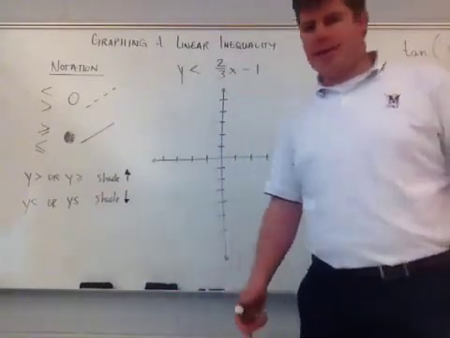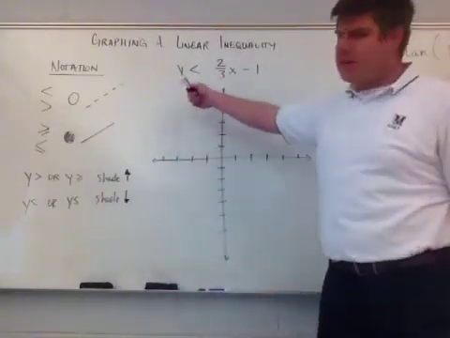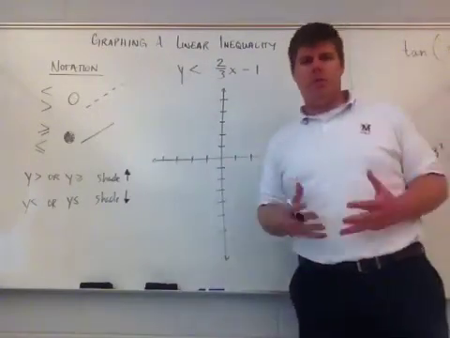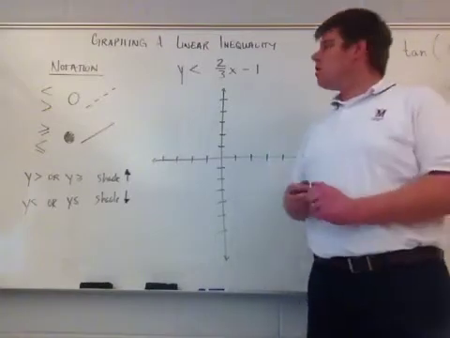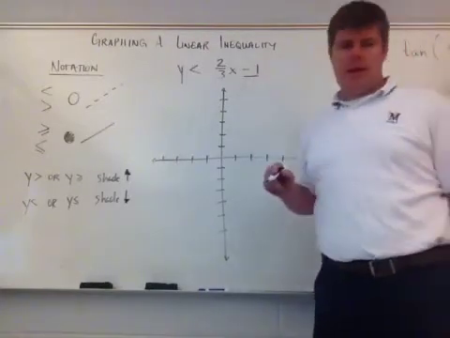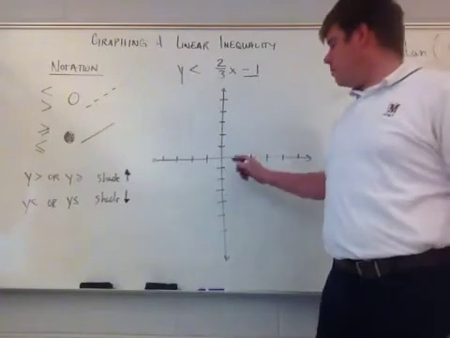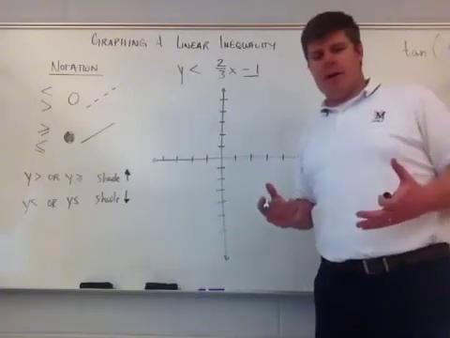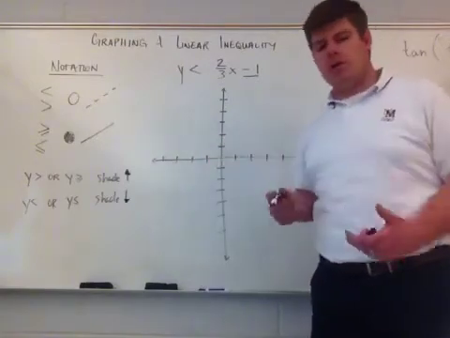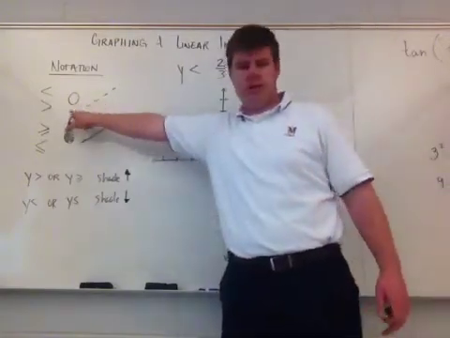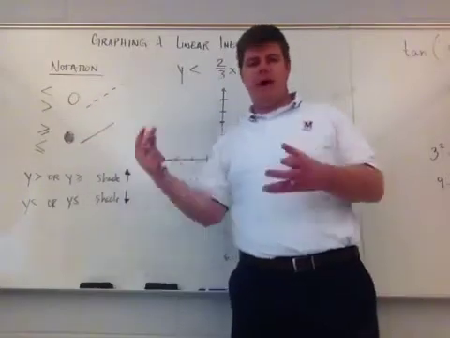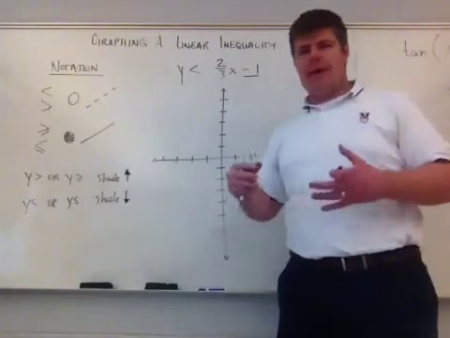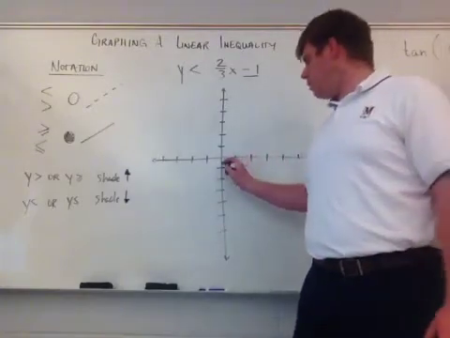So let's take a look at an example. The example I have here is y is strictly less than 2/3 x minus 1. We use the same exact principles as we did before with y equals mx plus b. The -1 is my y-intercept, so I go to -1, except now I have to think about what type of marking to put there, open or closed. Because it's not equal to, that value doesn't exist, but that's where the boundary line goes through. So I put an open circle.